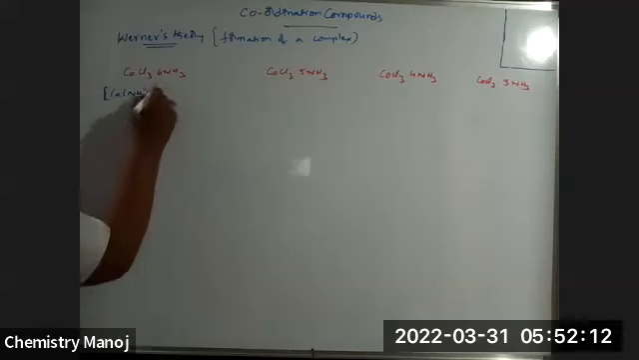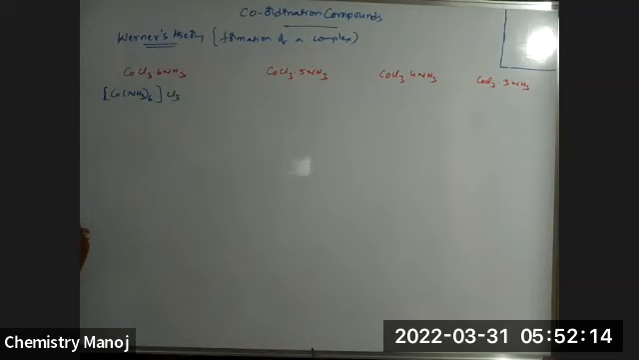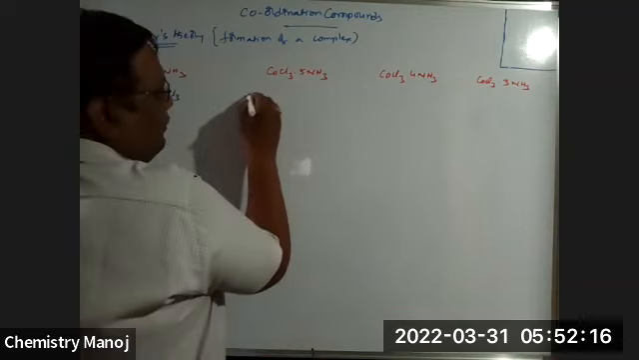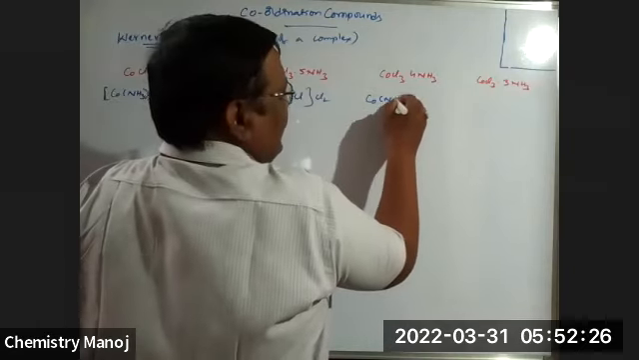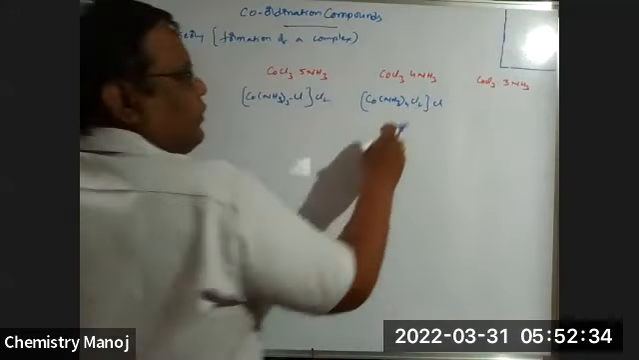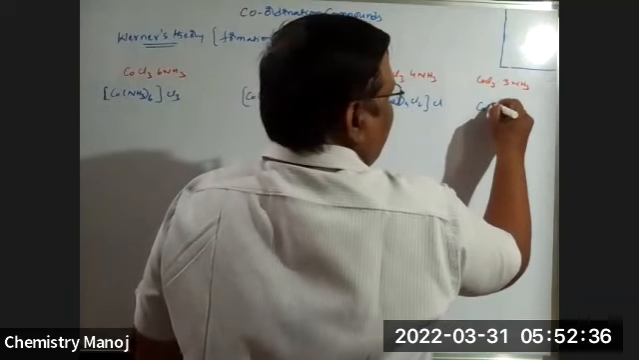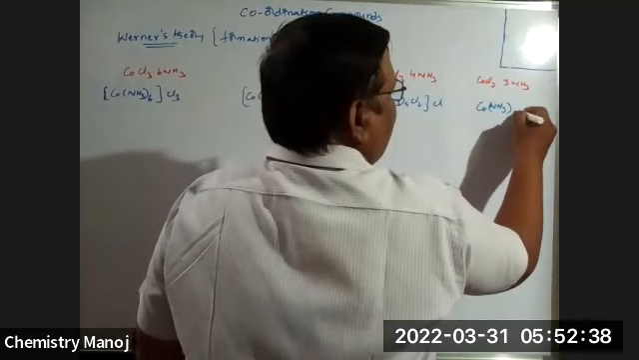Cobalt and NH3, NH3 taken 6 times, outside Cl3, correct? Yes, sir. Next, here Co, NH3 5 times, Cl, outside Cl2. Next, here Co, NH3 4 times, Cl2, outside Cl. Now, here is Co, NH3 3 times, Cl3.